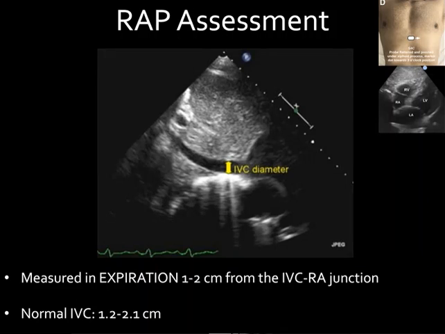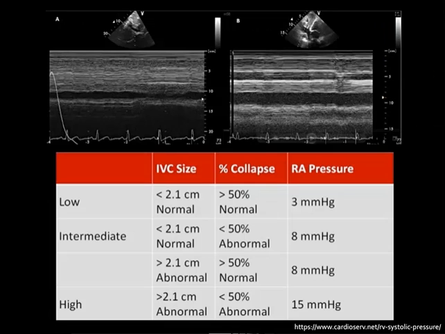Now, the way that the IVC collapses with inspiration, so we usually have patients inspire or do a sniff test. If their IVC is smaller than 2.1 centimeters and it collapses more than 50%, we give that right atrial pressure. We expect that it's around 3 millimeters of mercury. If the IVC is smaller than 2.1, but it doesn't collapse, or it's larger than 2.1, but it does collapse, then that's an intermediate right atrial pressure of 8 millimeters of mercury. And someone who's dilated and doesn't collapse, we expect that their filling pressures or their CVP is quite high at 15.